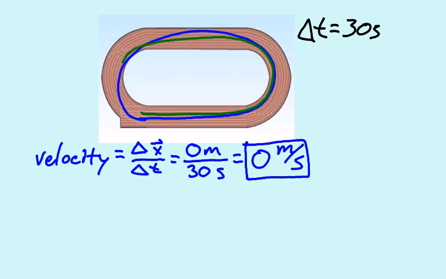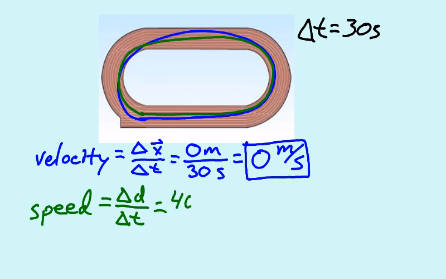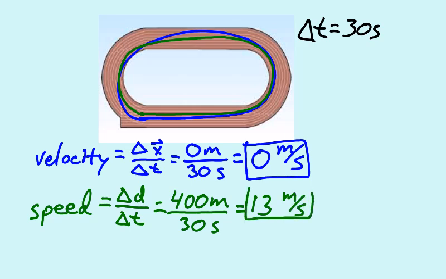If I run the same track again, this time looking at speed with the green line, my speed is going to be equal to the change in my distance, which I'll represent with a d, over the change in my time, which again is 30 seconds. So it's a 400-meter track over 30 seconds, and this comes out to be about 13 meters per second. And this is my total speed.